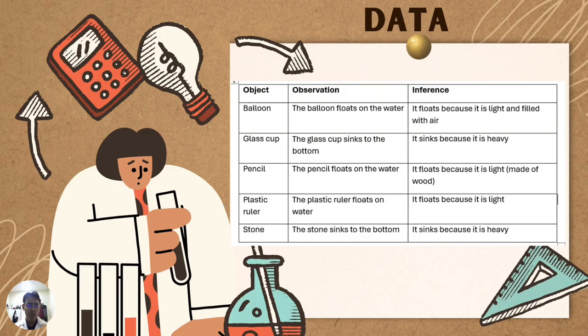So the conclusion is when the material is heavy, it will sink into the water, but when the material is light, it will float on the water. So when we put heavy things like iron, like an iron watch, and some other things, they will sink into the water. So that's all from me.